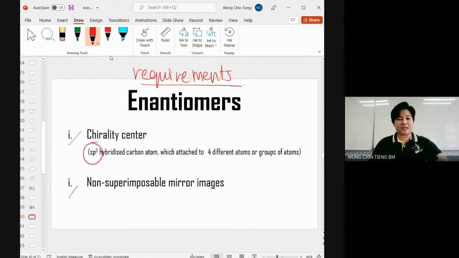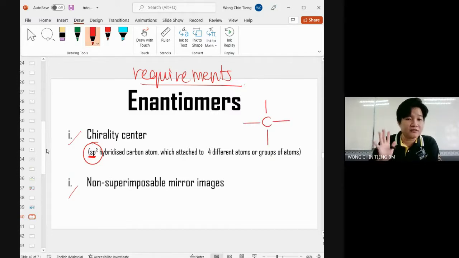What is meant by sp3 hybridized carbon? Anyone? Carbon that has 4 single bonds. Thank you. We have come across sp3 hybridized carbon D, your classification of carbon. So, sp3 hybridized carbon means the carbon that have 4 single bond. Thank you, Mimi. All right. The carbon that have 4 single bond.